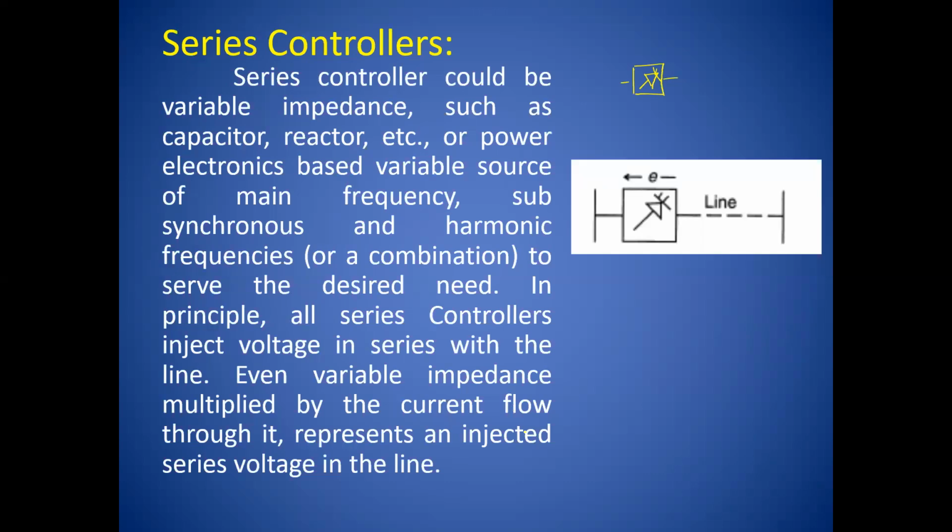Now the series controller could vary impedance, like inductance and capacitance of the transmission line. So the series controller may be a variable impedance, such as a capacitor or inductor, or a power electronics based variable source of main frequency. Variable impedance comprises an inductor as well as a capacitor, or it may be an electronic based variable source of main frequency, that is the fundamental frequency, and subsynchronous frequency, which is used only for harmonic distortions. The basic need of the series controller is to inject the voltage in series with the line.